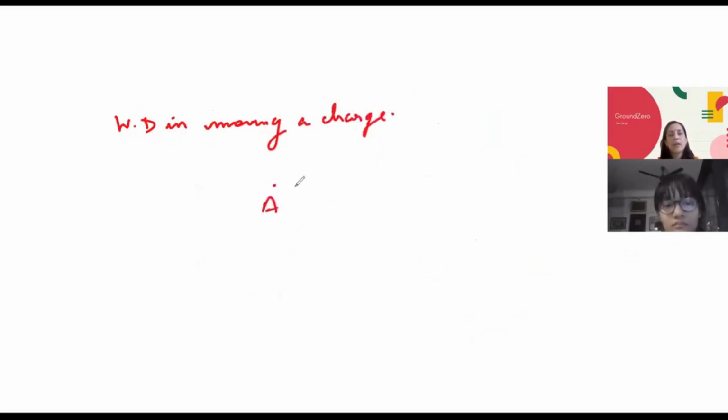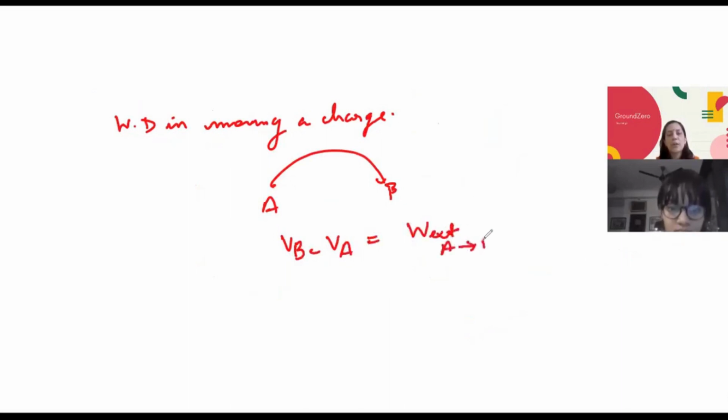Now let us suppose we have to find the work done in moving a charge from one point to another. Let us suppose you are moving the charge from point A to B. So what will be that work done? We know the potential is the final minus initial, VB minus VA, and the work done by the external agent in going from A to B upon the charge Q. Now you just cross multiply, and you get the external work done, which is Q times delta V.